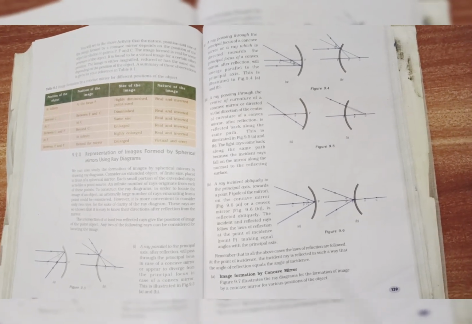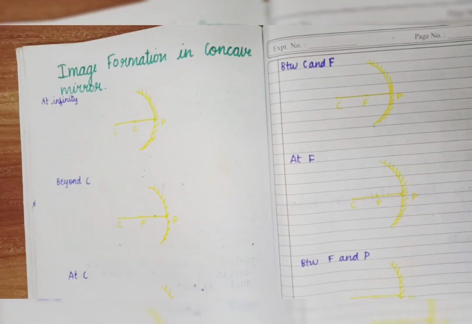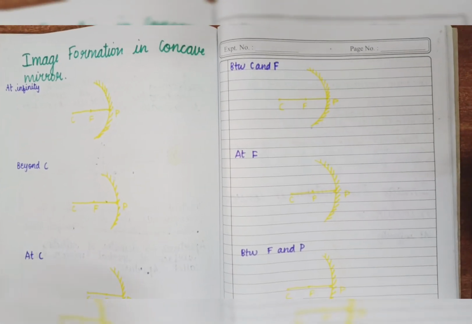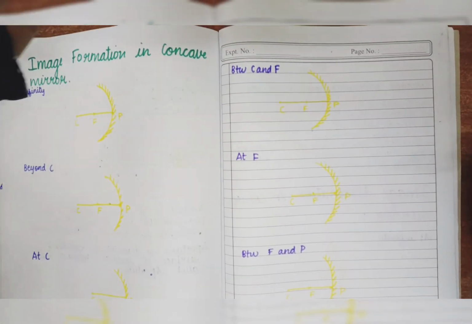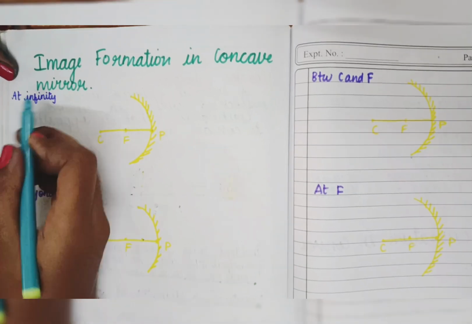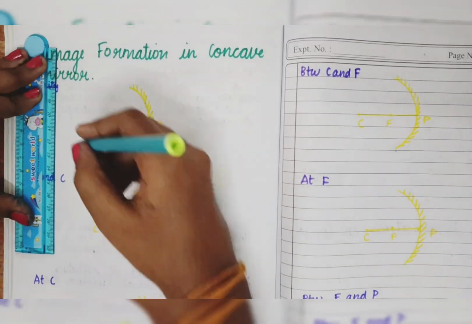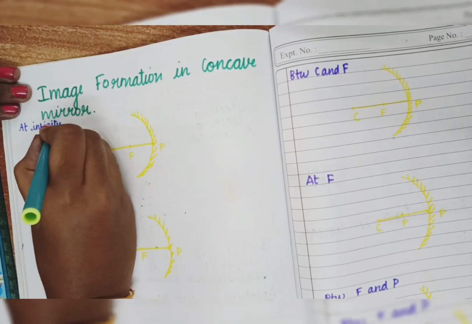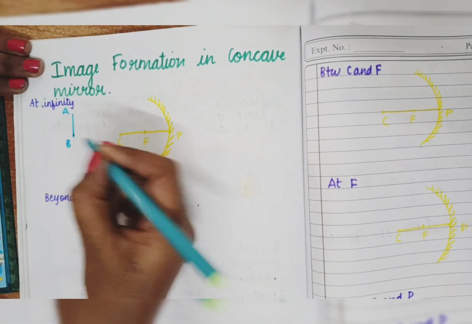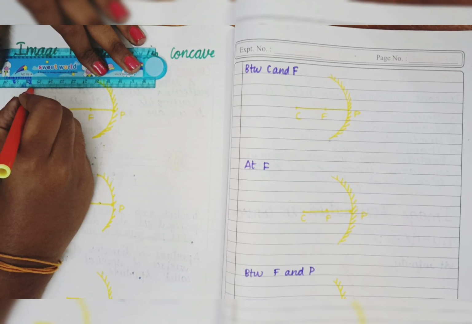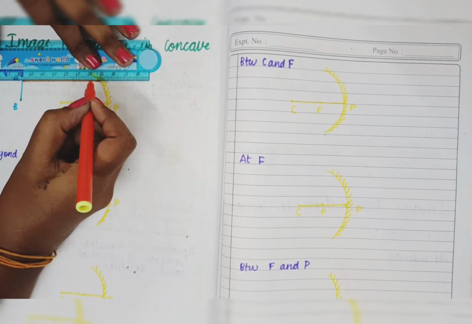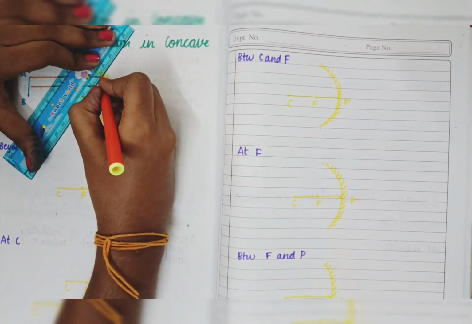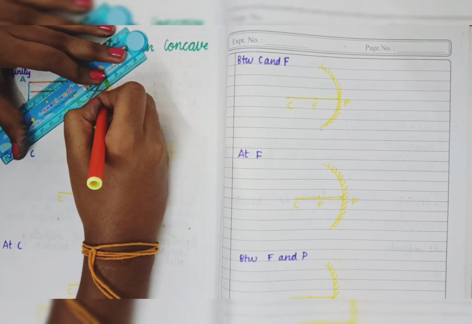Come, let's understand how an image forms in a concave mirror. I have drawn 6 concave mirrors. The position of the object is going to change in each mirror. First, the object is at infinity. Let's draw an object which is at infinity. We should always name the object as A and B. The rays passing from this object will fall on the focus.